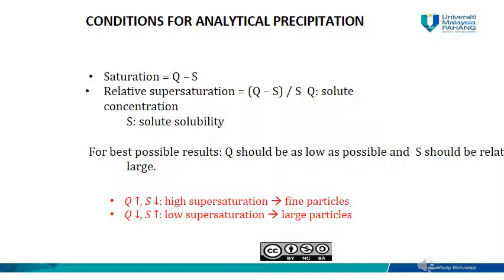When you have fine particles, it means that they have the potential to return into the solution and become colloid, not a precipitate. When Q is decreased and S, the solid solubility, is very high, we can estimate that it consists of low supersaturation and large particles will be formed.